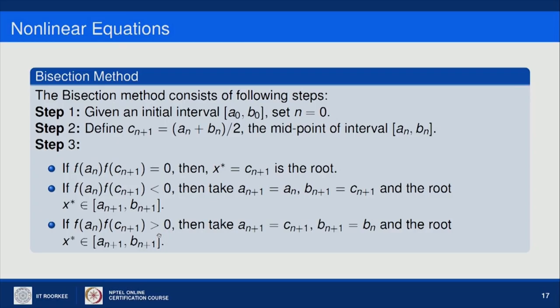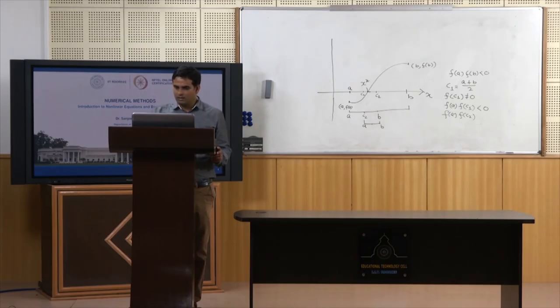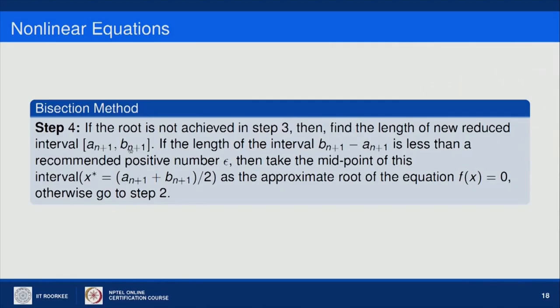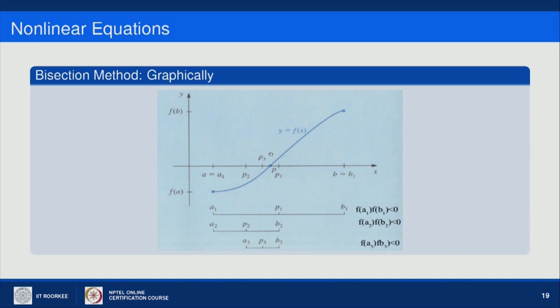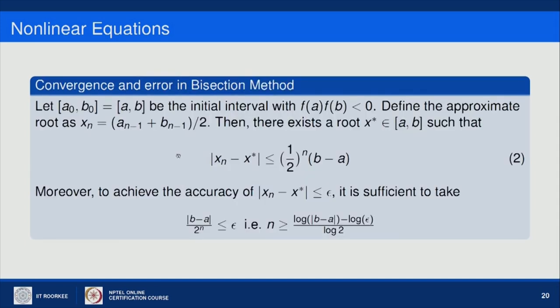Similarly, if this product is positive, then take a(n+1) equals c(n+1) and b(n+1) equals bn, meaning the root will lie in the second half of the interval, and so on. Step 4: if the root is not achieved in step 3, then find the length of the new reduced interval [a(n+1), b(n+1)]. If the length b(n+1) minus a(n+1) is less than a threshold epsilon, then take the midpoint of this interval as the root. Otherwise, go to step 2 for the next iteration. This is the same as what I described on the board, graphically, of how the bisection method works. Now, if we talk about the convergence of this particular method, let [a0, b0] equal [a, b] be the initial interval with f(a) times f(b) less than 0, that is, negative.